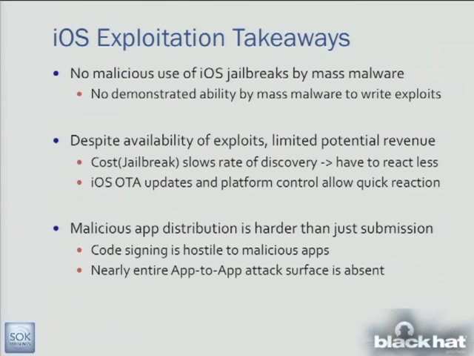So the cost of the jailbreak slows the rate of discovery. It takes longer to develop a jailbreak, so they come out less. And Apple has to react less, which means they can react better. Over-the-air updates allow Apple to immediately patch any vulnerabilities that do come out, which is awesome. And malicious app distribution is harder than just submission. There's a lot of identity verification, there's code signing, and nearly the entire attack surface is absent.